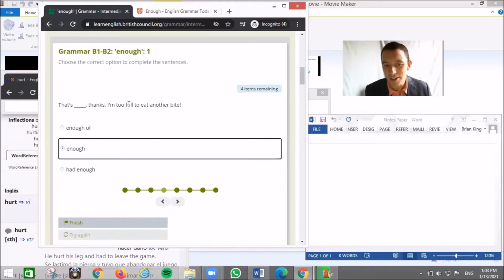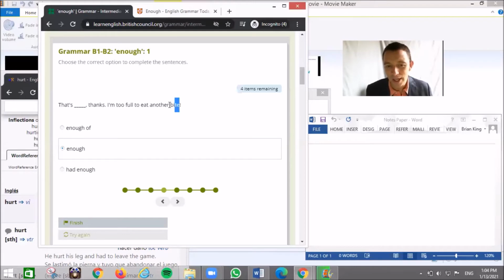I'm too full to eat another bite. So it's in relation to the context of food. We understand the significance and the context. So it's not necessary to say that's enough food. It's sufficient just to say the pronoun. Okay, that's enough. I'm too full, lleno, to eat another bite. More there is the verb to bite. But here it's a noun. Okay, I think that's correct.